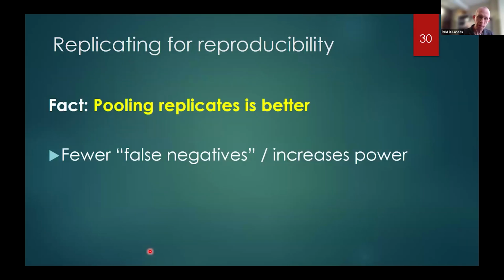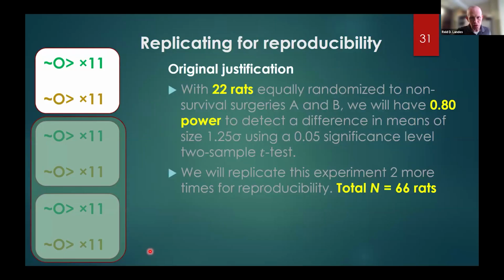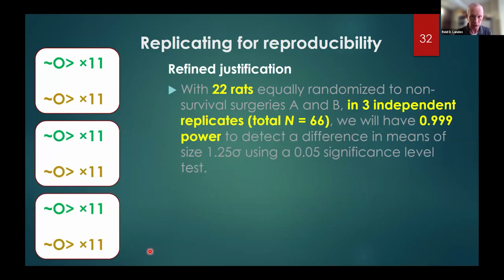So pooling replicates, yeah, it's better. When we pool our replicates, we're going to get fewer false negative results. We'll increase our power, which is always good. So let's look back at our original justification. They said, hey, 22 rats is going to give me 80% power, but I'm really doing 66 animals. Okay, well, let's update that to account for those replicates in the analysis.